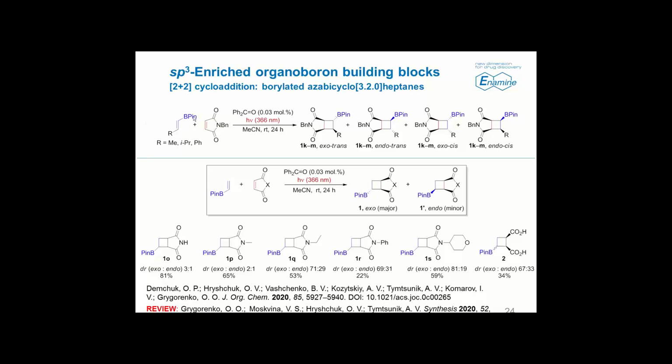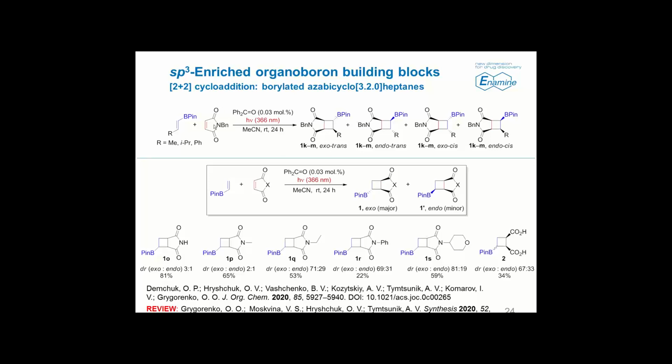We have also extended the scope of this reaction to disubstituted boropinacolates, but in this case the reaction became quite difficult and complex mixtures were formed. We could confirm formation of at least 3 diastereomers in the reaction mixture. This is characteristic for the radical process, for the formation of biradical intermediates in this reaction.